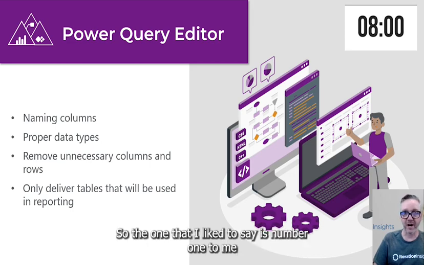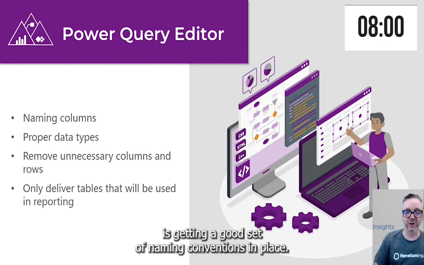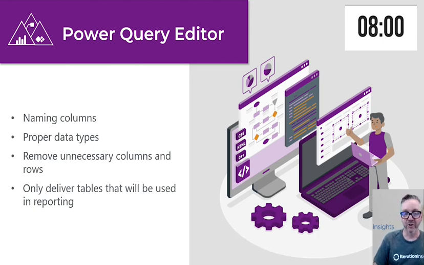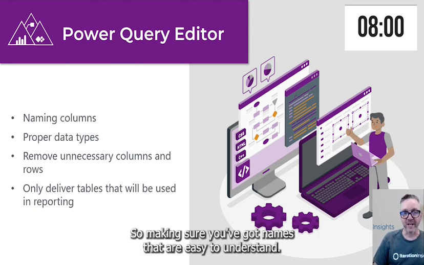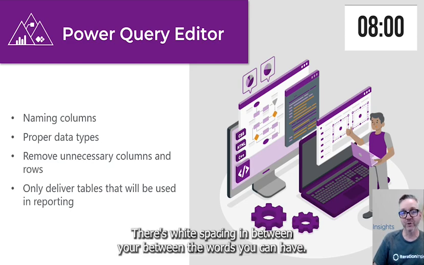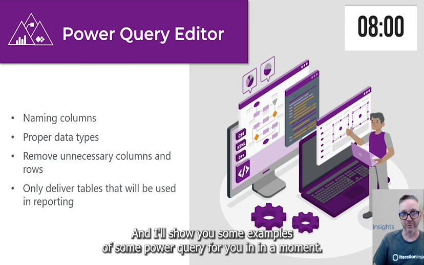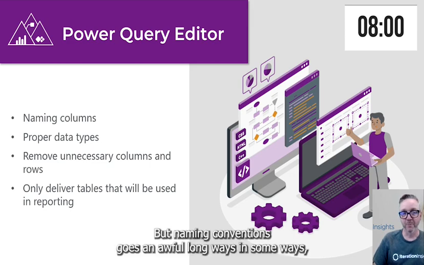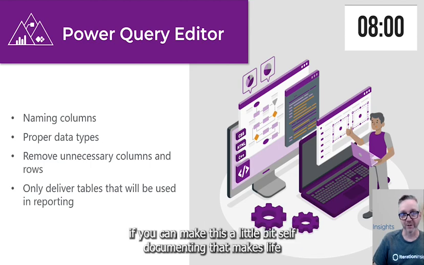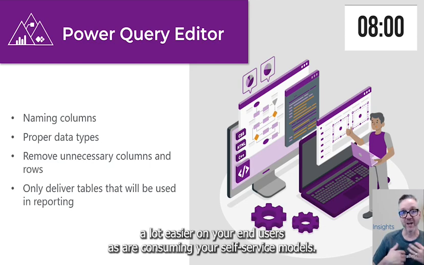Number one to me is getting a good set of naming conventions in place. Make sure you've got names that are easy to understand, with white spacing between the words. I'll show you some examples of Power Query in a moment, but naming conventions go an awful long way. If you can make this a little bit self-documenting, that makes life a lot easier on your end users as they're consuming your self-service models.